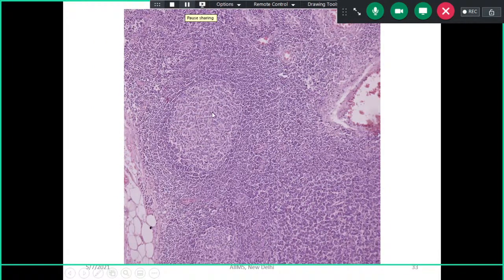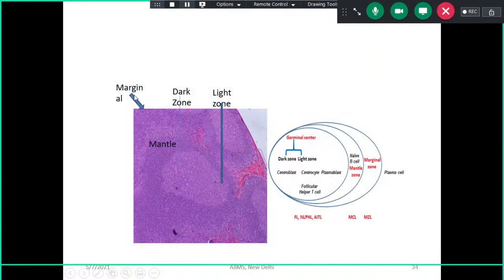Remember, the germinal center is not a circle. It is always elliptical, or you can say egg-like, with polarization. This is the mantle zone. This is the germinal center. This is a secondary germinal center. Now this is the picture. This is the germinal center, this is the mantle zone, this is the marginal zone. So marginal zone lymphoma arises from the marginal zone, mantle cell lymphoma from the mantle zone, and follicular lymphoma from the germinal center. I am talking only about the indolent lymphomas.